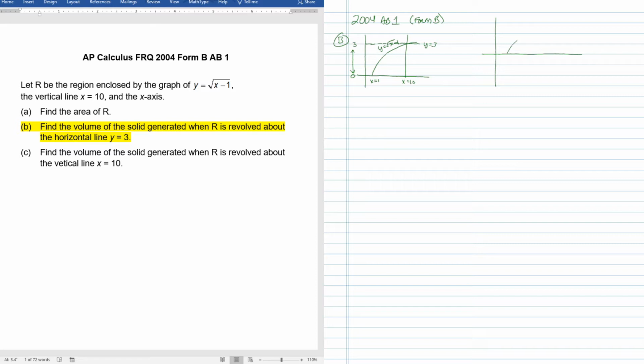Actually, let's cross that out. Let's say this is y equals 3. The graph here is x equals 10, and this is the line of rotation. So I'll squiggle that. What you're going to find out is as this gets rotated all the way around, this bottom piece is going to be a solid disk.